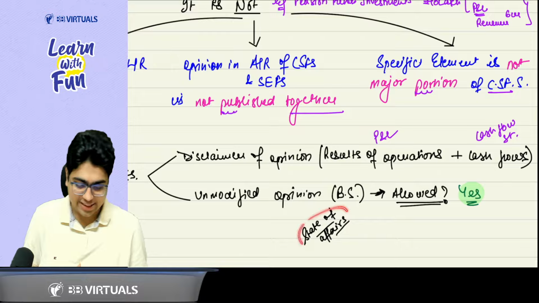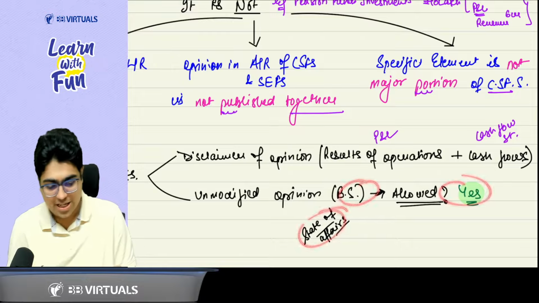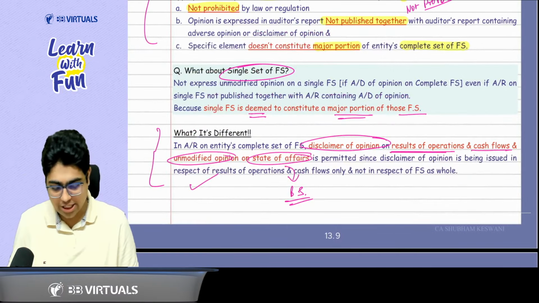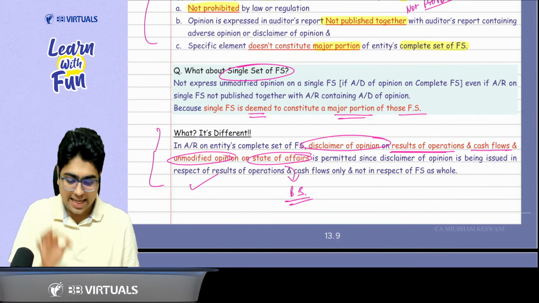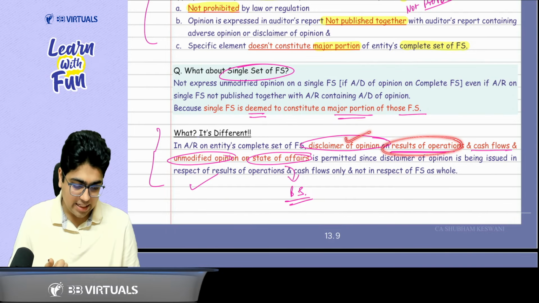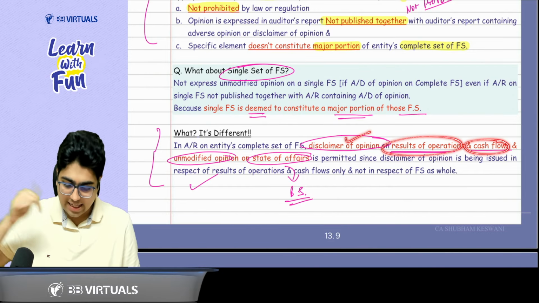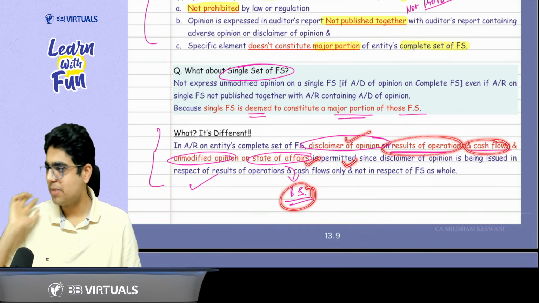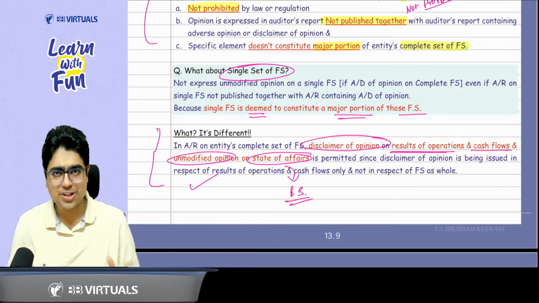Unmodified opinion on the state of affairs, that is the balance sheet, is allowed. So this is the same thing which is given in your book. Please focus here. If in the audit report on a complete set there is a disclaimer of opinion on the P&L and the cash flows, is an unmodified opinion on the state of affairs, that is the balance sheet, allowed? Yes, that is permitted. Don't need to worry about it.